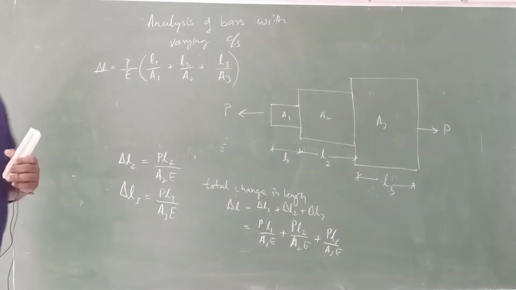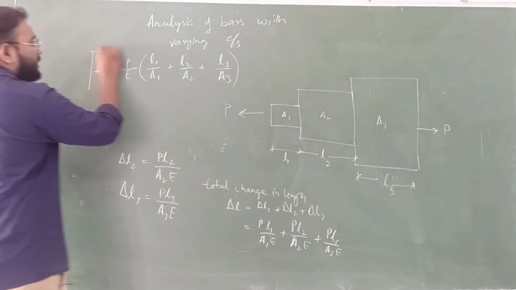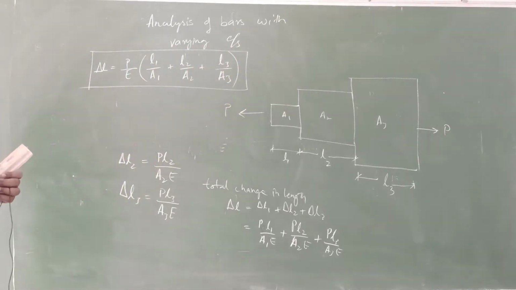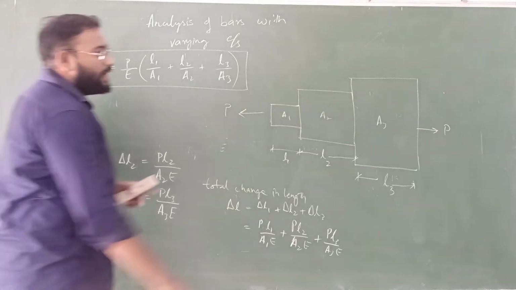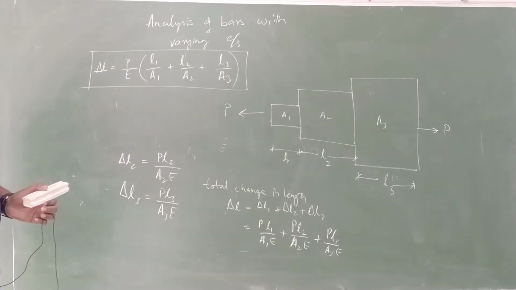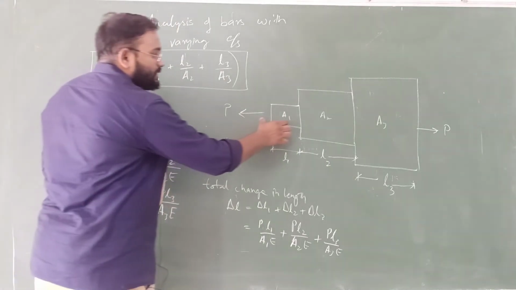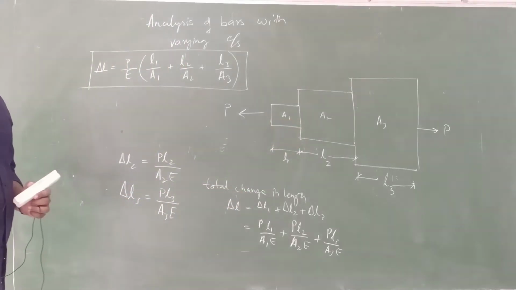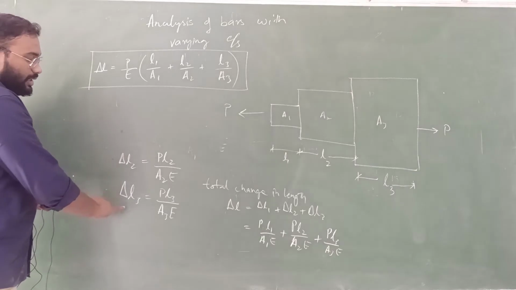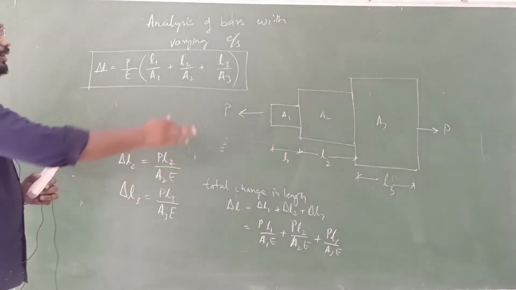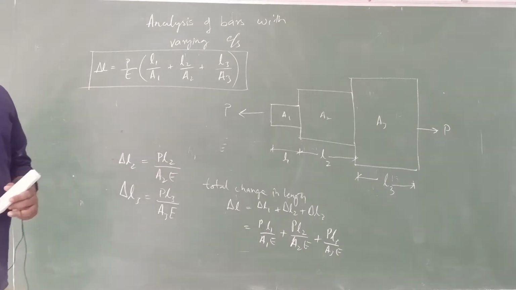Correct? Total change in length will be P by E times of L1 by A1 plus L2 by A2 plus L3 by A3. This is the formula to calculate the final deformation of this total component A1, A2, A3. If you want to calculate the deformation in A1, this will be the formula. Delta L1 will be PL1 by A1 into E. A2 into E or A3 into E will give you individual deformations. If you want to calculate total deformations, this is the formula. Okay.